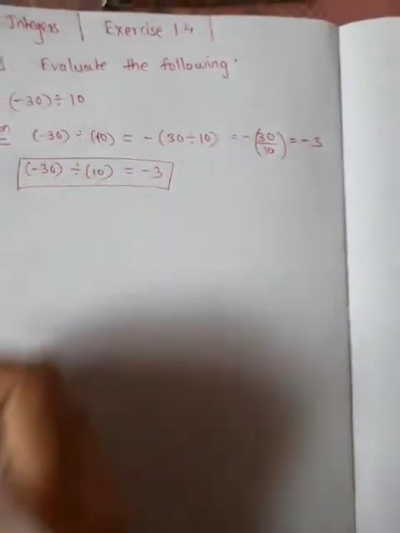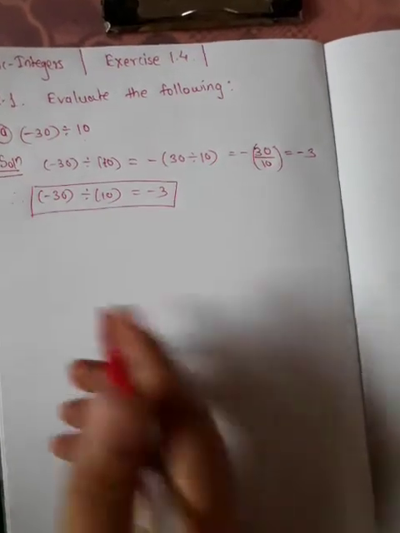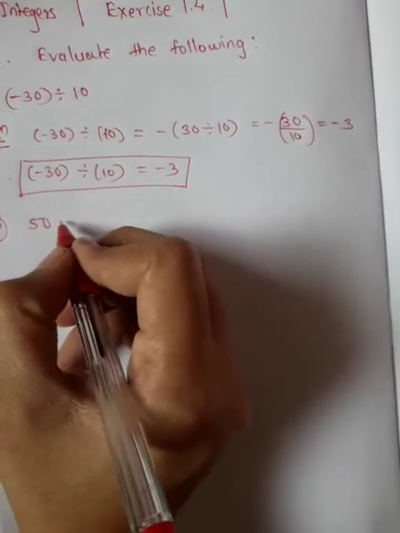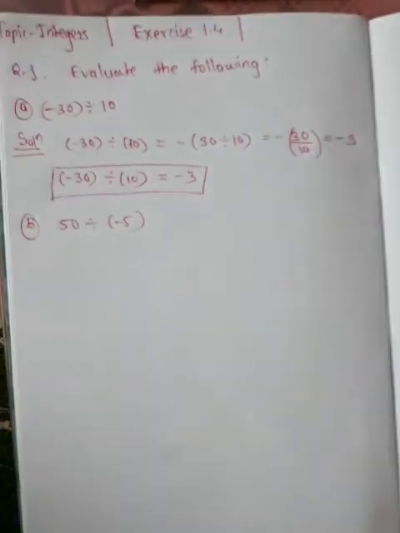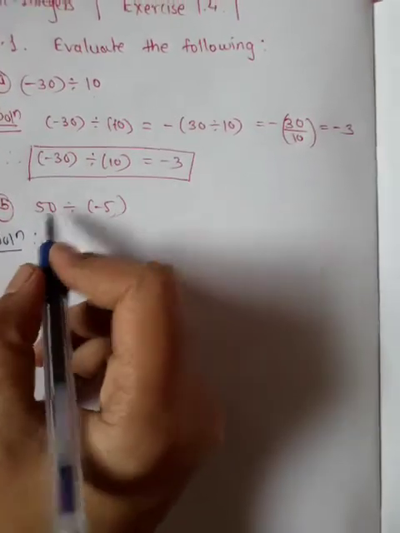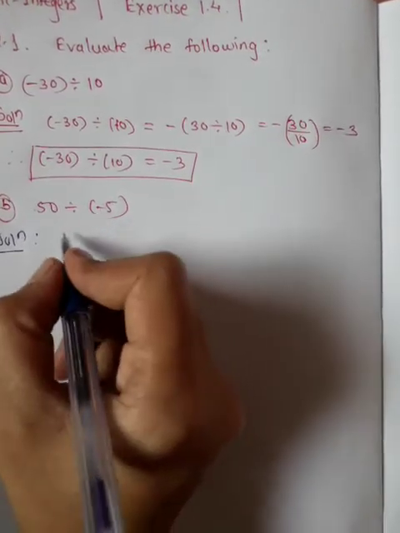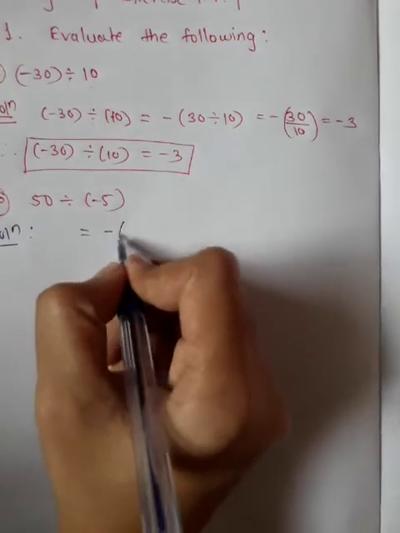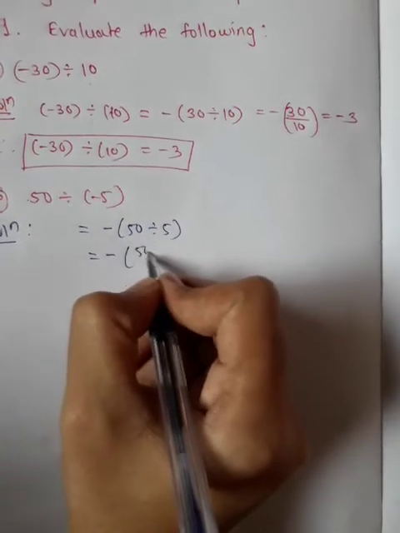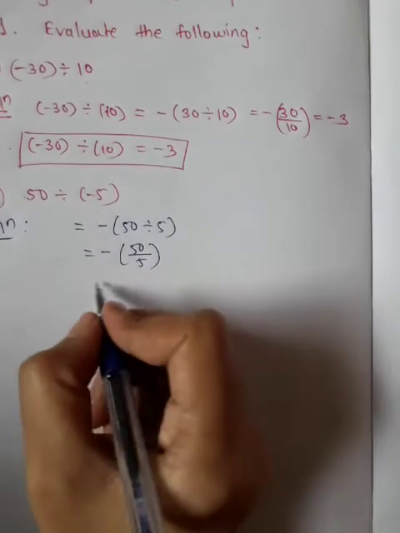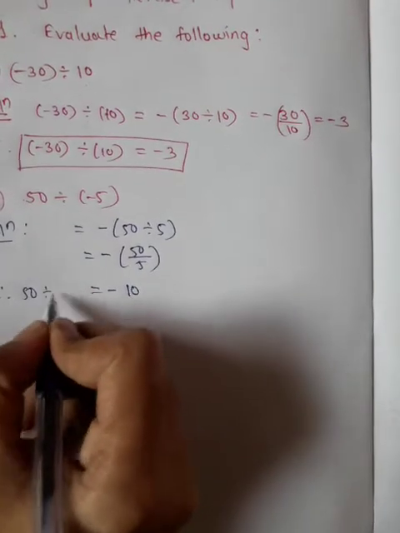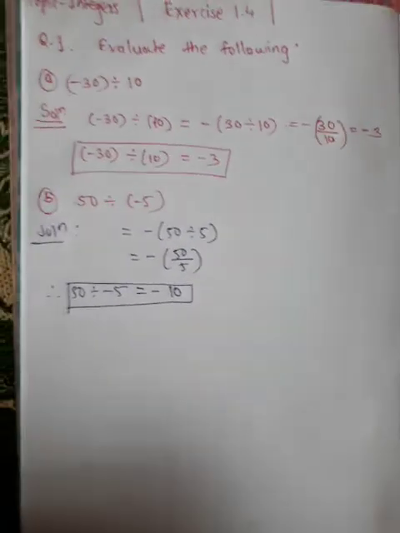In question number 1 there are easy questions, so you can solve them. Now the second example is 15 divided by minus 5. Here also we know that when we divide a positive integer by a negative, we take the negative sign outside and divide them as whole numbers. So 15 upon 5 is 3. Therefore 15 divided by minus 5 gives you minus 3.